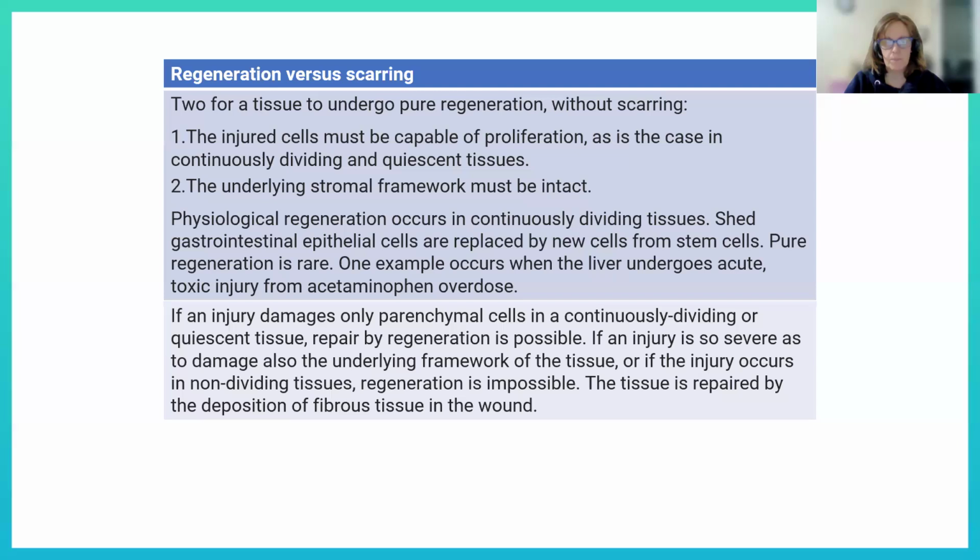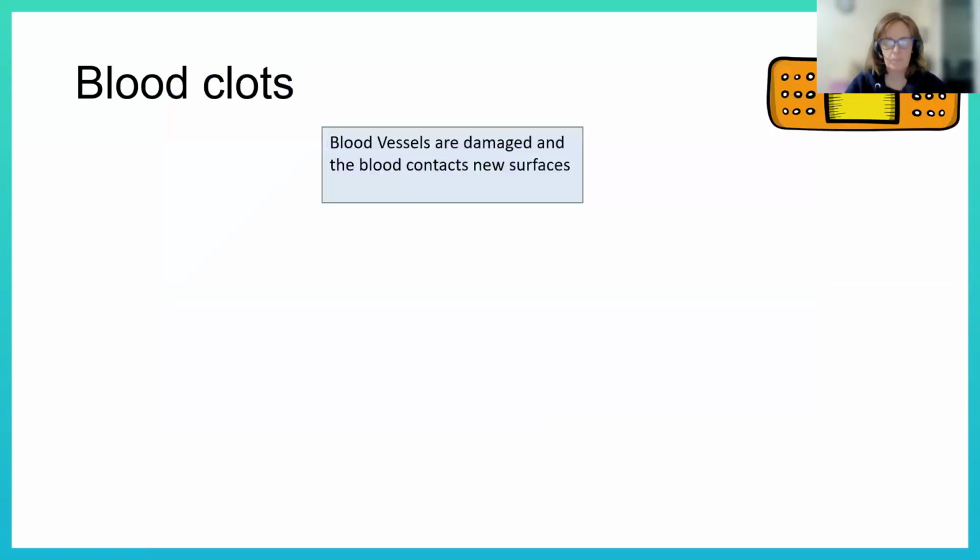And if an injury only damages the functional, like parenchymal cells in a continuously dividing tissue, the repair and regeneration is possible. But if it's a very severe injury and it damages the underlying framework of tissue, then regeneration isn't possible, and you get fibrous tissue deposited in the wound, so you get some scarring.